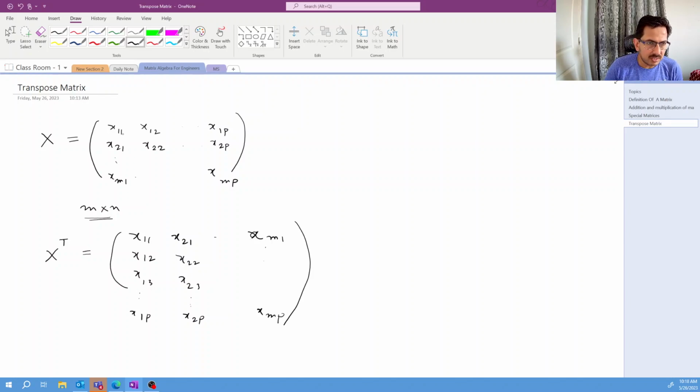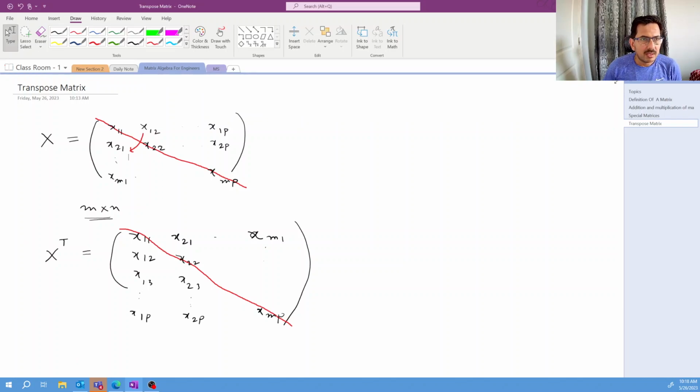So what does it mean? Our diagonal elements, there will be no change on the diagonal elements. So my diagonal elements were this one, and absolutely there is no change in my diagonal elements. But if you see this, it is like a reflection. So this value will move here. Like this, if you see, these are the changes happening. So that is called the transpose of a matrix.